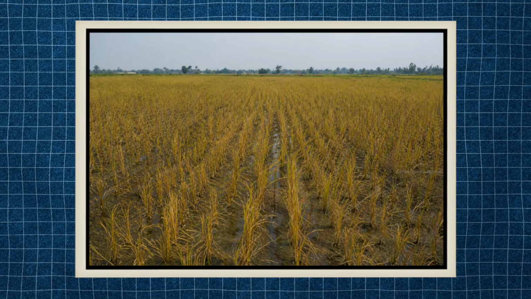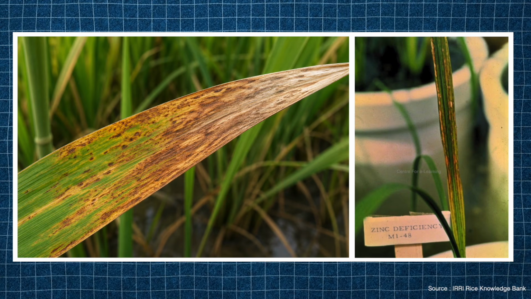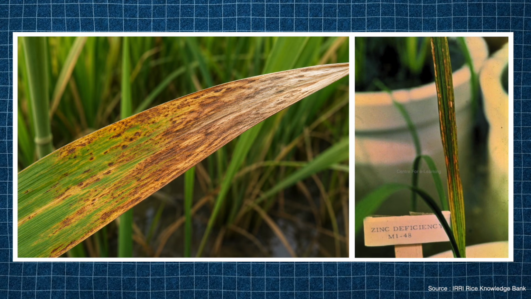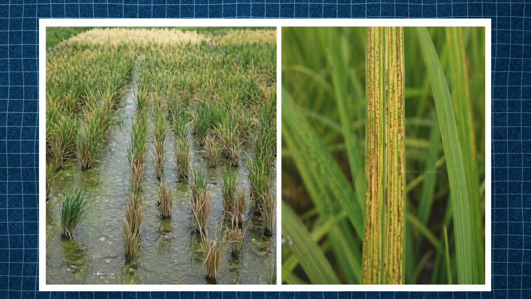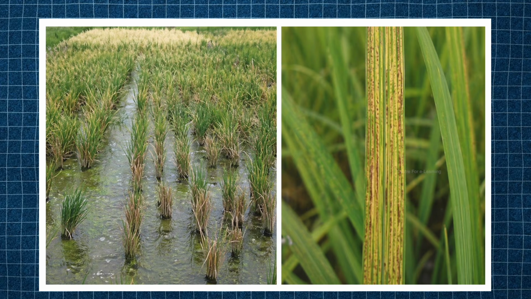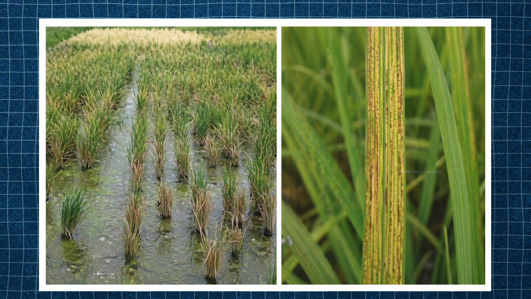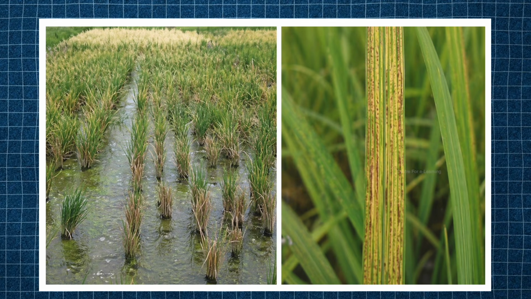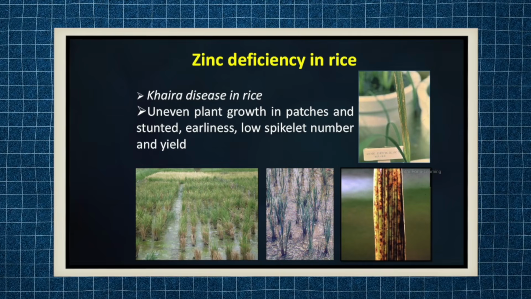So zinc deficiency is most common in rice. A rectangular patch, just like straw, or sometimes coppery brown in color in patches, maybe circular patches or rectangular patches. You can identify it from a long distance itself. And if you come close, you can see there is no tillering, and on the leaves there will be brown spots, and plants will be stunted. This is the typical zinc deficiency symptom in rice, which is called Khaira disease in rice.